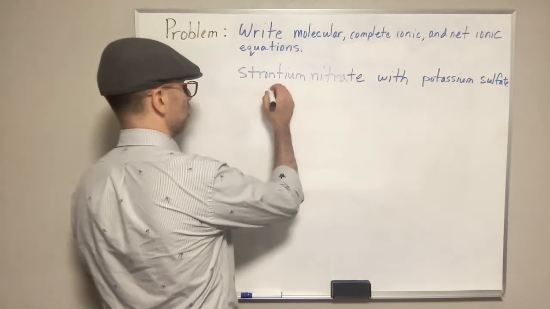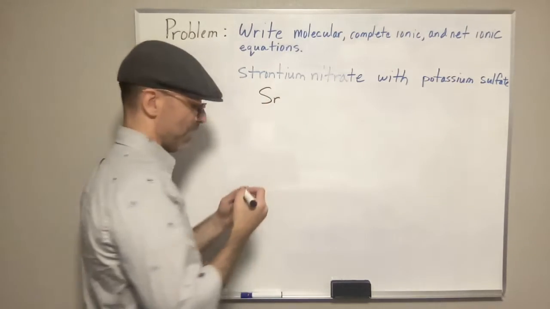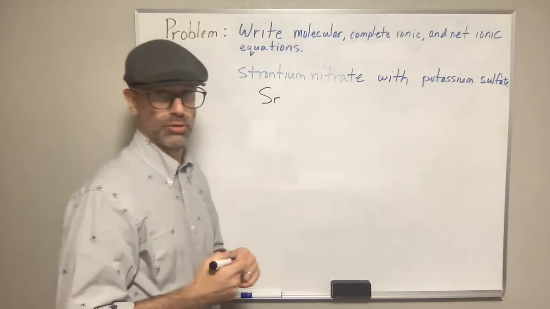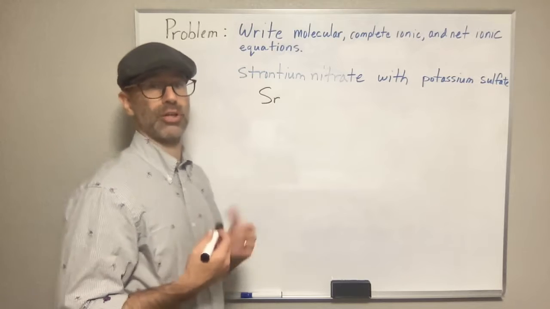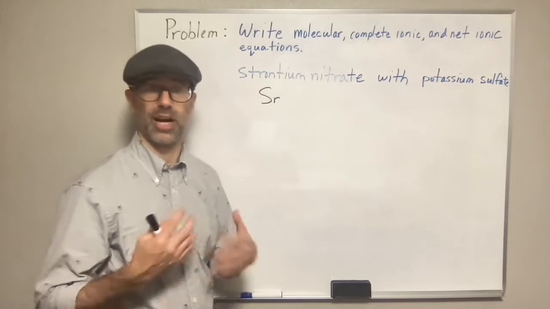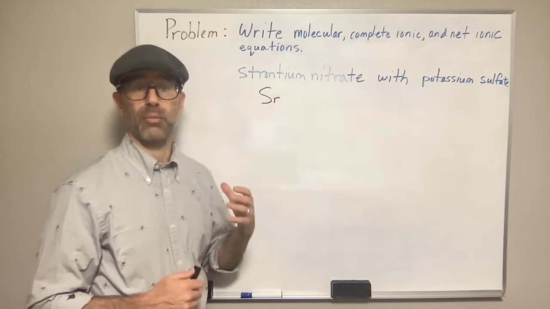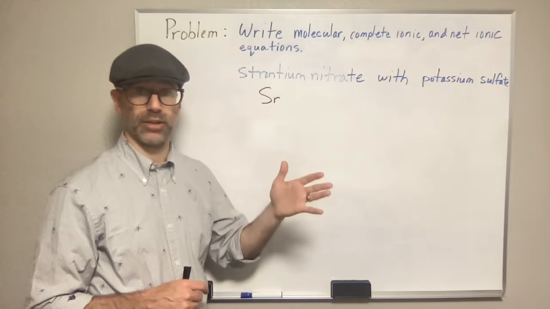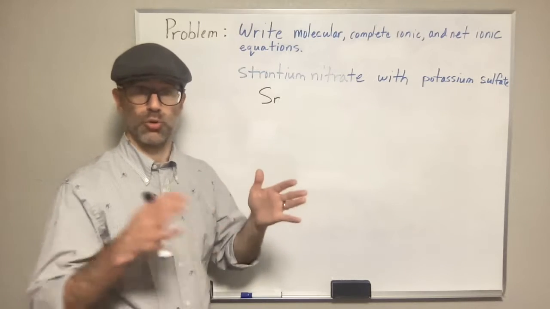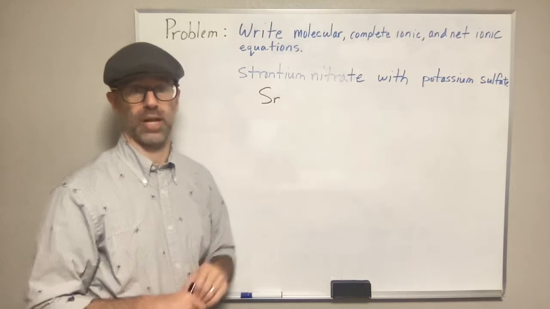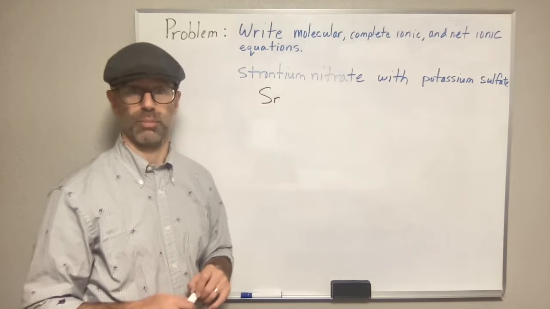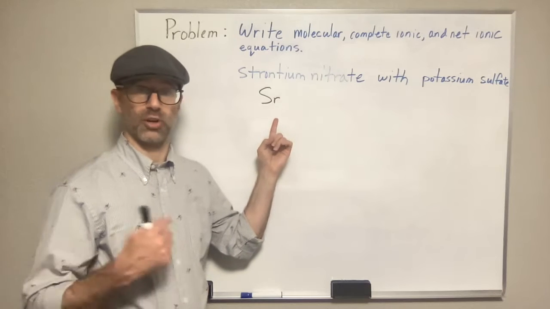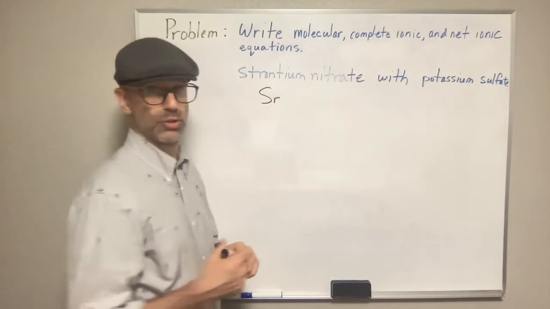Strontium is Sr, and that's in group 2. So we know that it has a 2+ charge. The reason we know it's a 2+ charge is a couple of reasons. One, the rule is if you're in groups 1, 2, or 3A of the main group elements, then your positive charge is equal to the group number. So since strontium is in group 2, that's going to be a +2 charge.